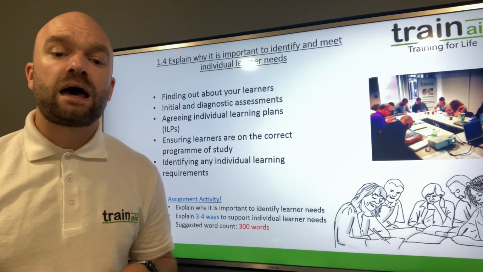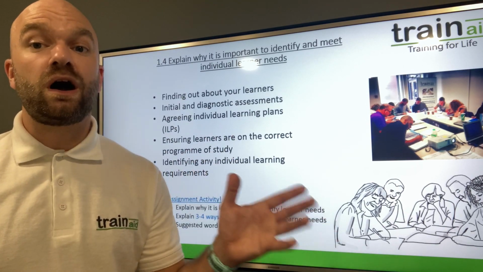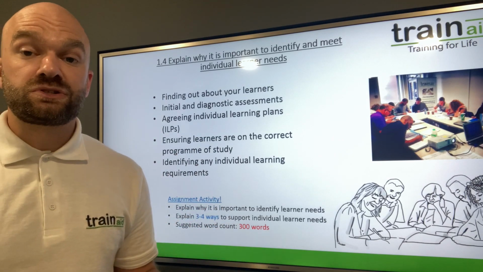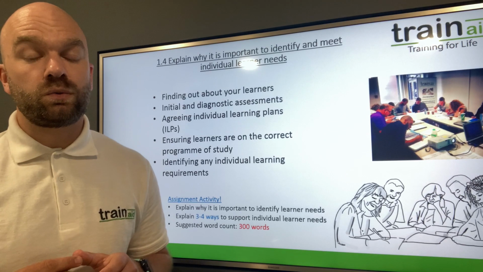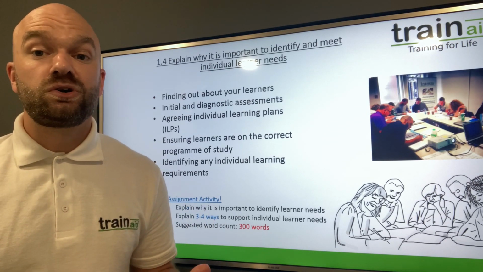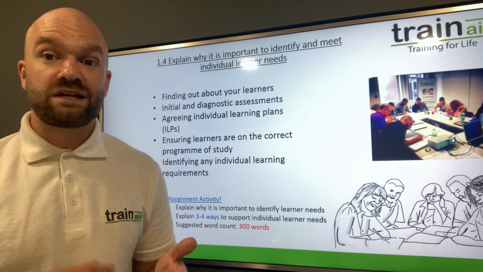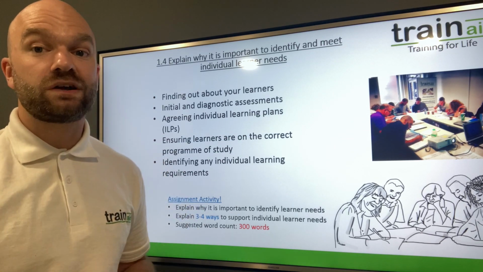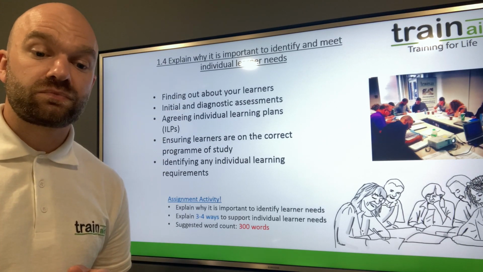Another way that we can identify and meet individual learner needs is through ILPs. This is what's known as individual learning plans. Throughout your course or qualification, it's good to sit down with your learners and provide them with targets. An ILP could be roughly 5 minutes. You have a chat to them to find out how they're progressing with their course, how they think they're doing, and you can set targets, and this is going to help to meet individual needs here.